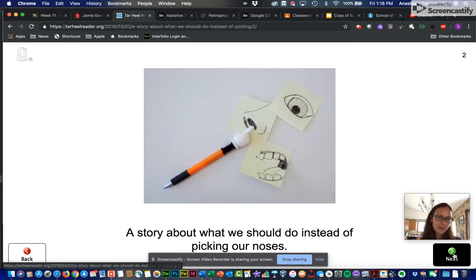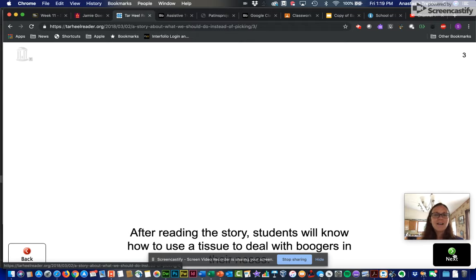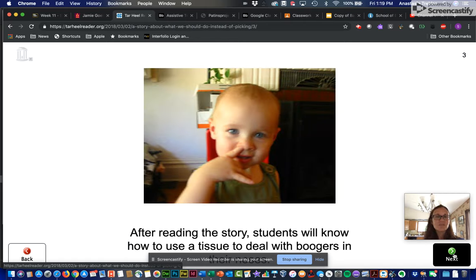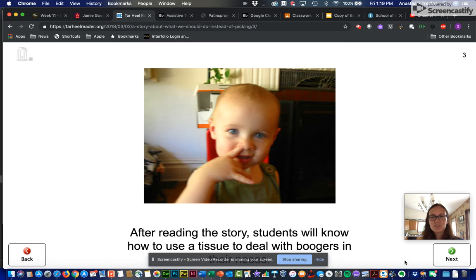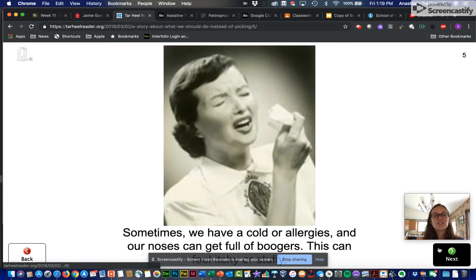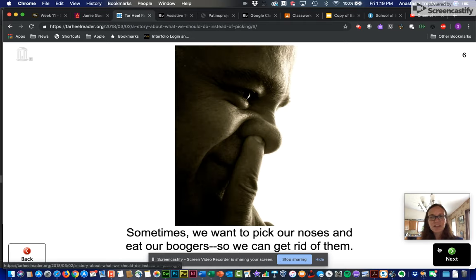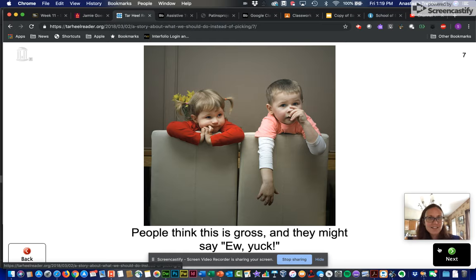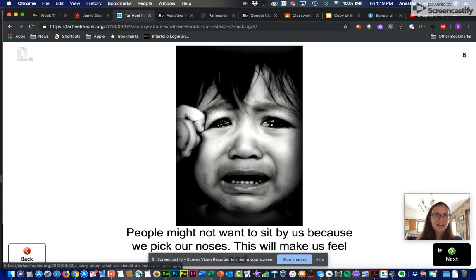It's hilarious. I highly recommend it. But here she is introducing this concept of what we shouldn't do in a funny way. It's uplifting. Students, again, third person, they'll know to use a tissue. She's got lots of awesome pictures too. We all have a nose. Sometimes we get an itch, blah, blah, blah. And so she goes through a whole series of things about what this problem is and how we can avoid it. It's awesome. I don't have to read it to you, but I highly recommend it.